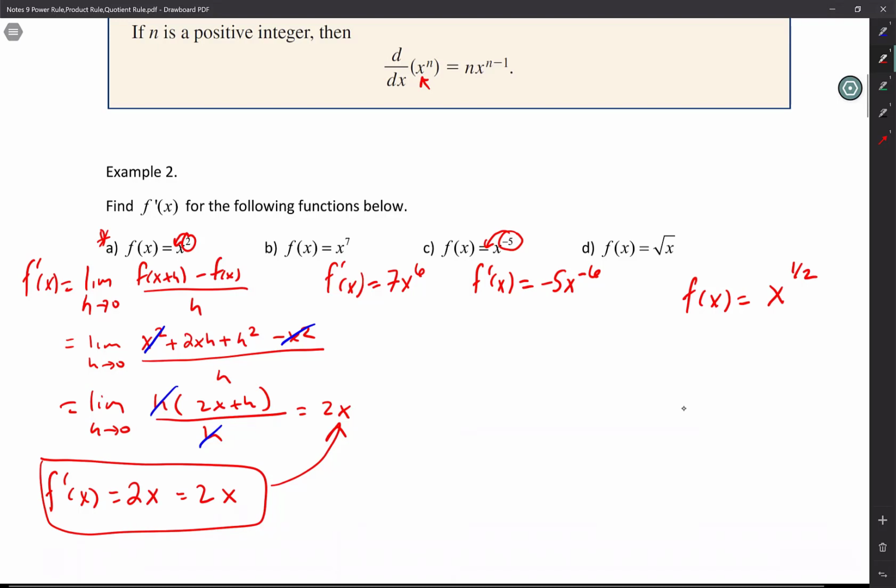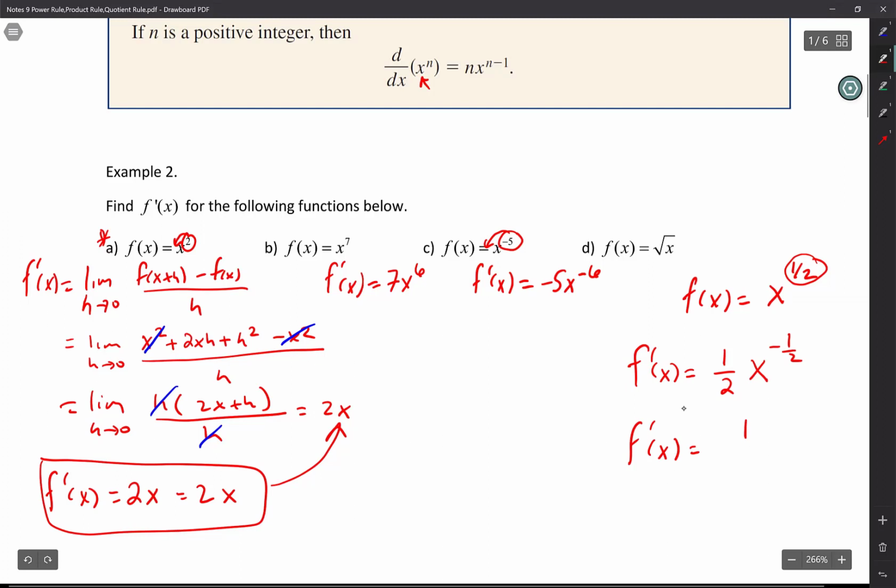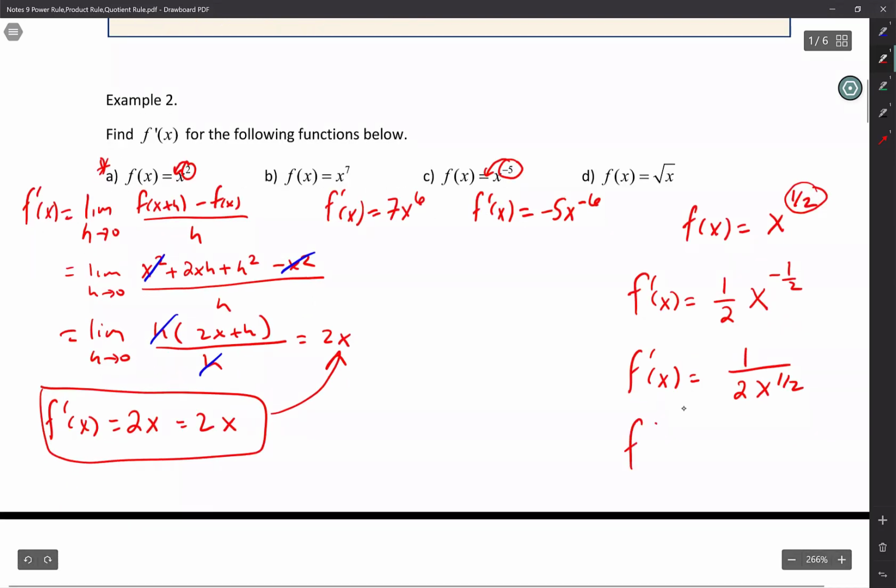So here we go, using my rule. f prime of x equals 1/2 x, and I'm going to subtract 1 from that exponent, to the -1/2. What does that mean? f prime of x equals 1 over 2, x to the 1/2. Make it even prettier than that. f prime of x equals 1 over 2 square root of x.